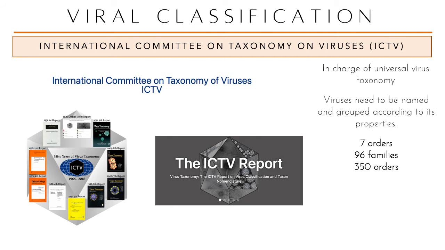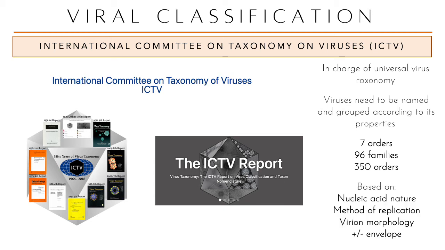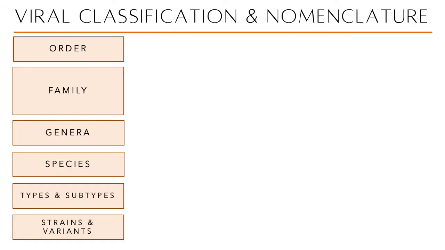But in animal viruses, there are 7 orders, 96 families, 350 genera, and they're based on a lot of things that concern the virion itself. All right? The nucleic acid nature, the method of replication, and such. So let's discuss the different levels, all right, hierarchies of the virus orders. So we always start with order, right? That is the highest rank in the viral taxonomy, and the nomenclature for that ends with virales, right?